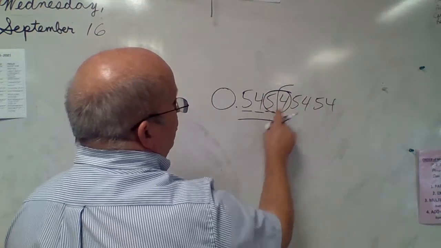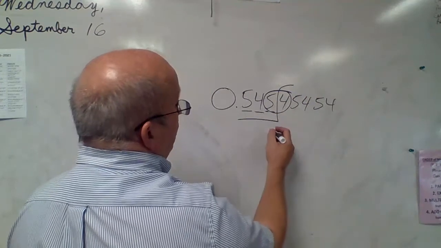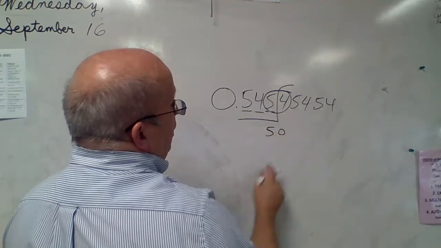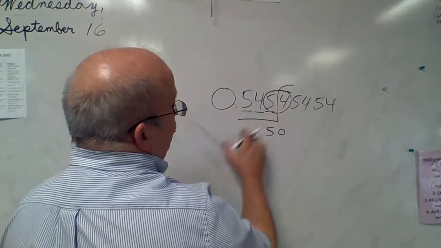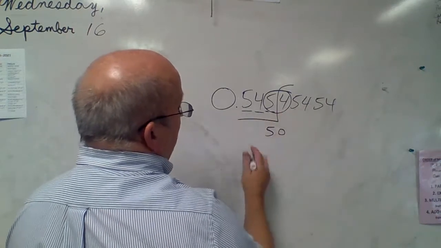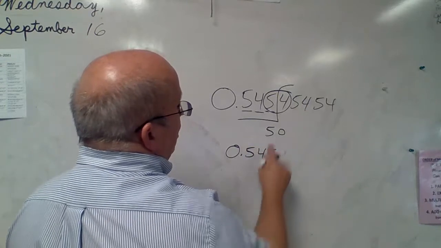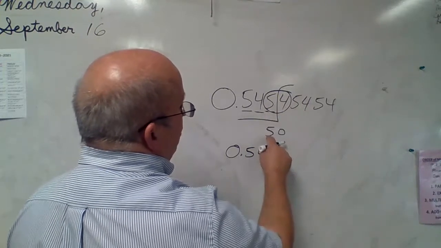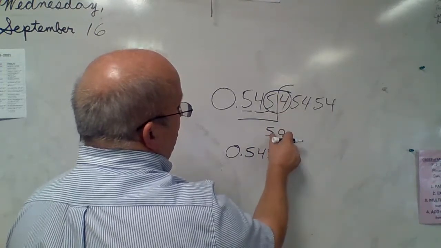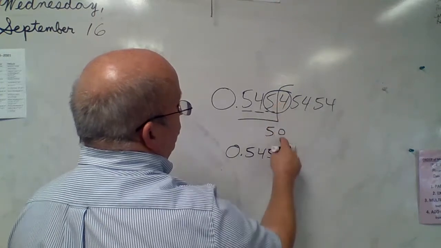What would we round 54 to? I'd round it to 50. But I only want to show these 3 digits. I don't want to go any further than that. So the answer ends up being 0.545. I'm not going to change that 5 because it stays as a 5, because I would round 54 down to 50.